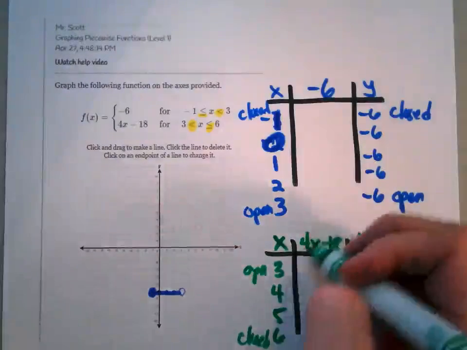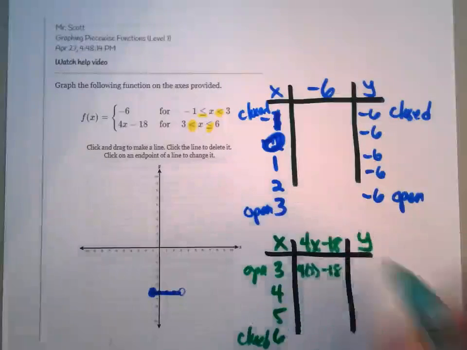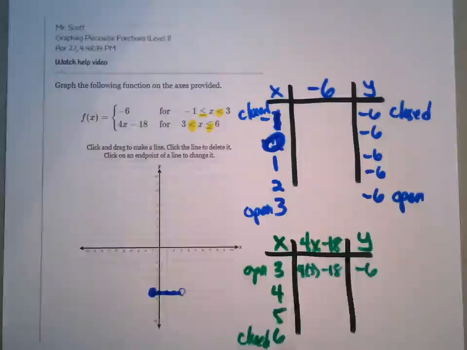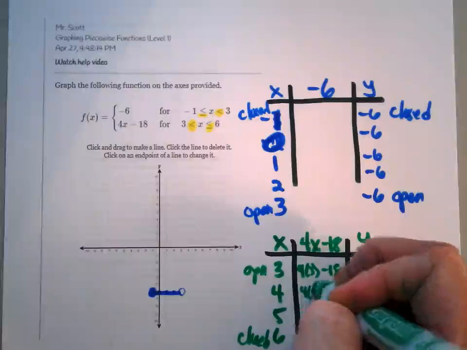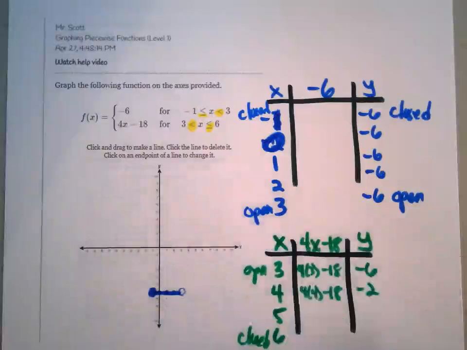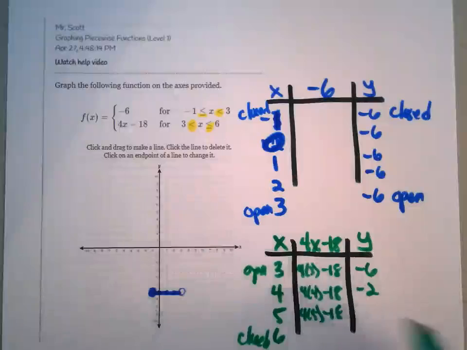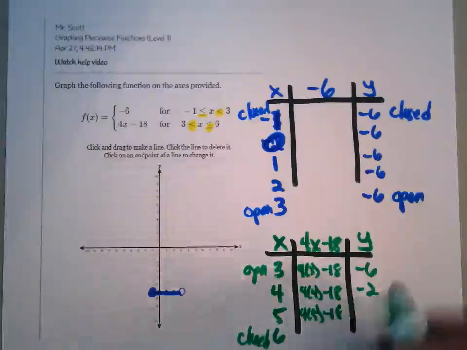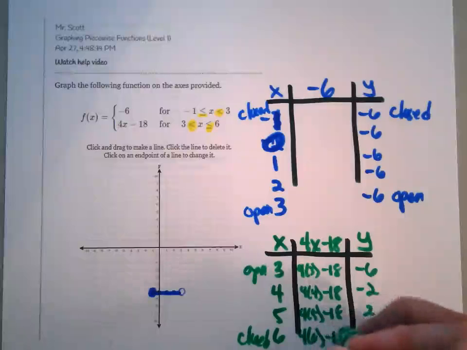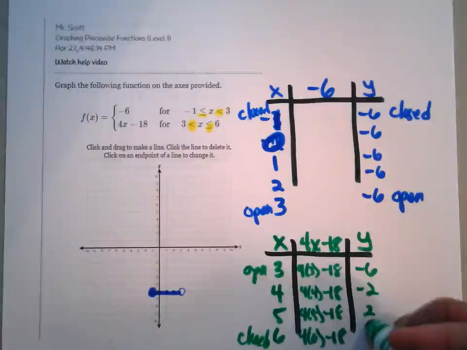Okay, so let's plug some numbers in. 4 times 3 minus 18, that's 12 minus 18, which is negative 6. 4 times 4 minus 18 is 16 minus 18, which is negative 2. 4 times 5 minus 18 is 20 minus 18, that's a positive 2. And 4 times 6 minus 18 is 24 minus 18, which would be positive 6.